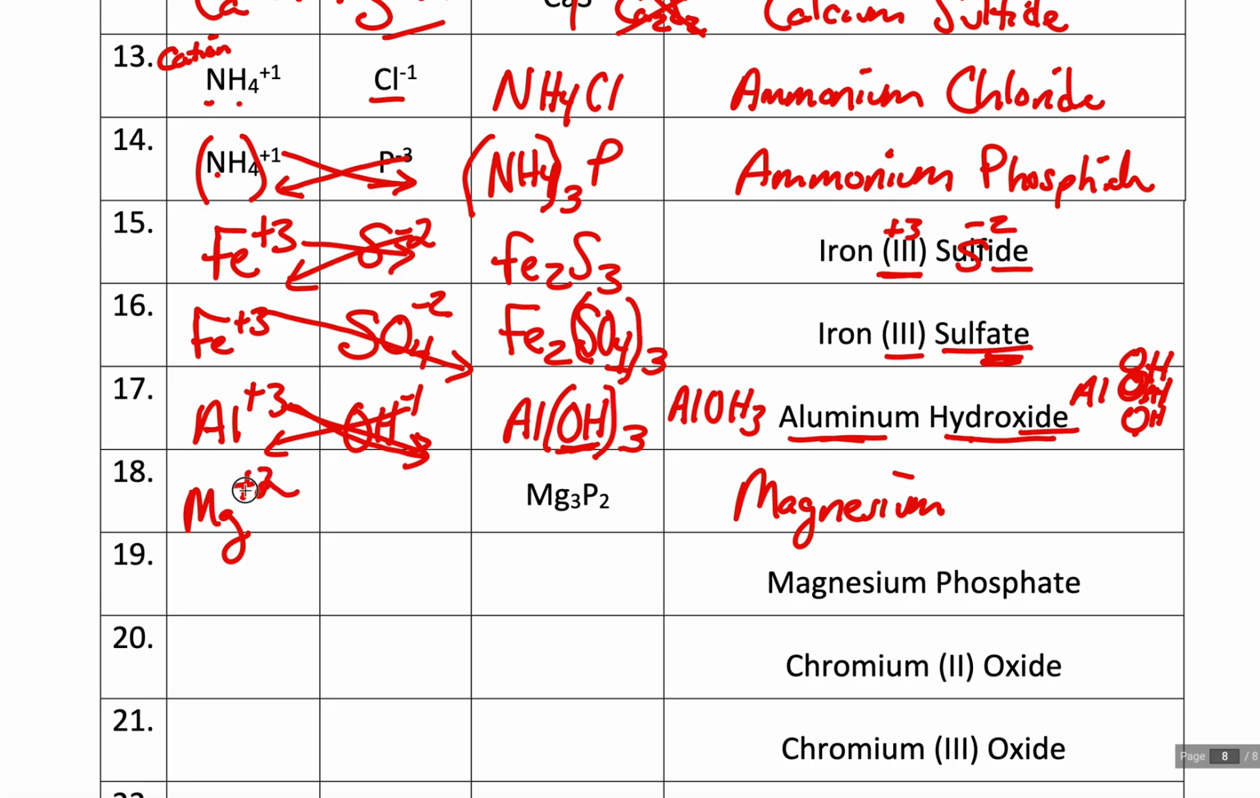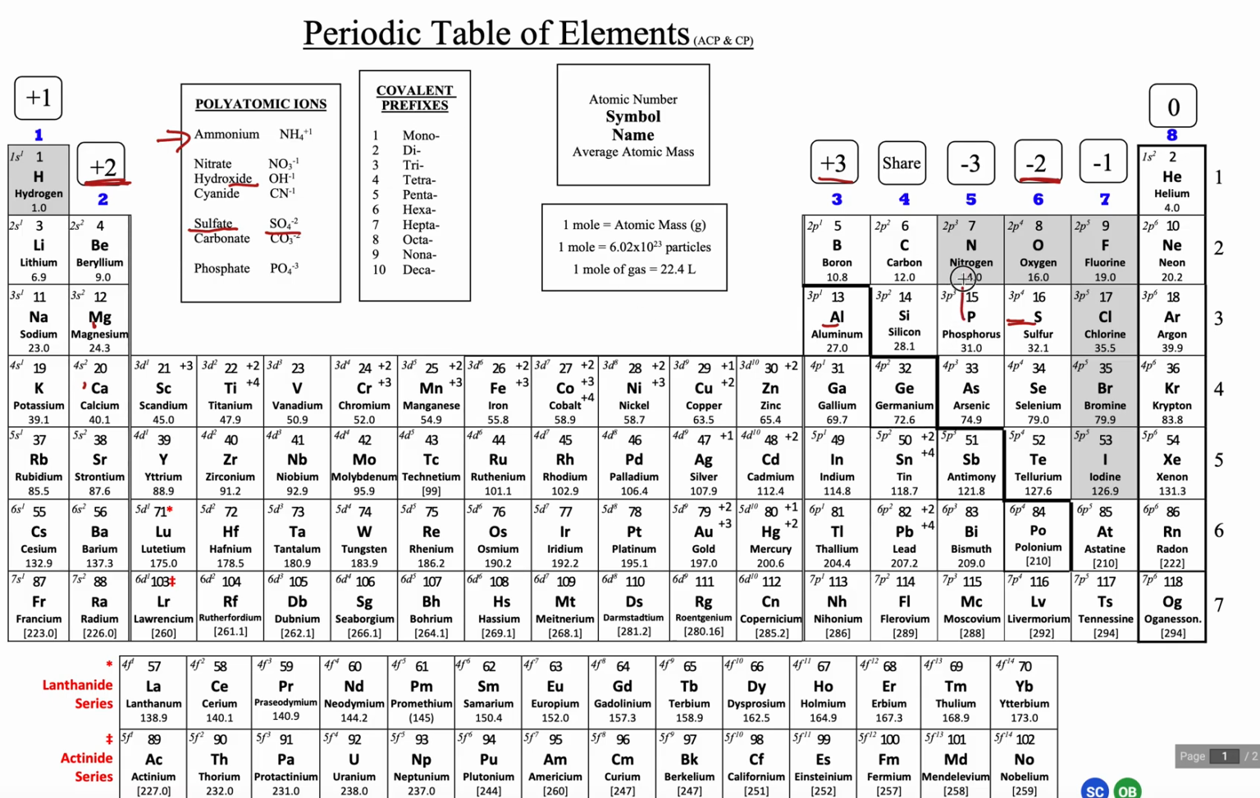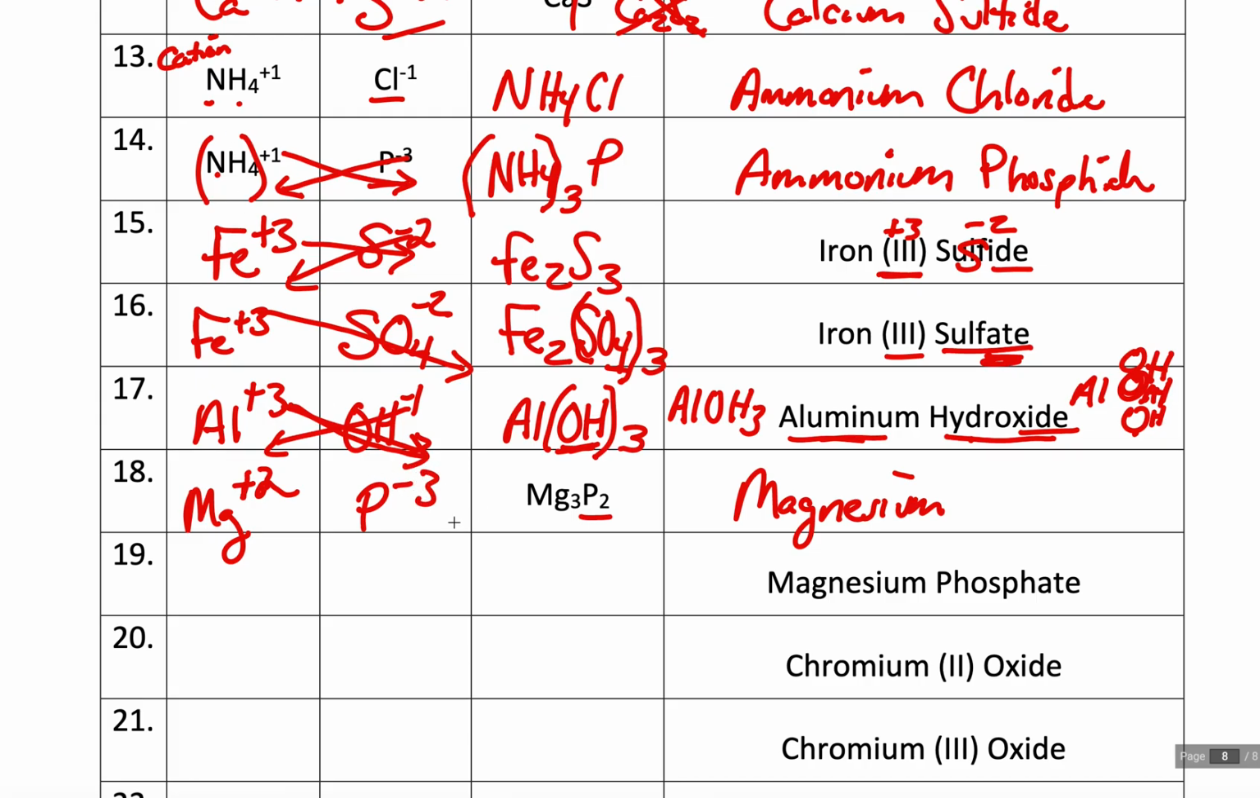Oops, +2. Then who's it bonding with? P, that's plain P. It's not P having a party. We look on the periodic table. What's P doing? P is making a -3 charge. Those are our 2 ions, and this is magnesium phosphide because it's plain old P.